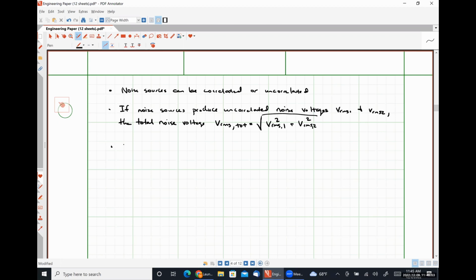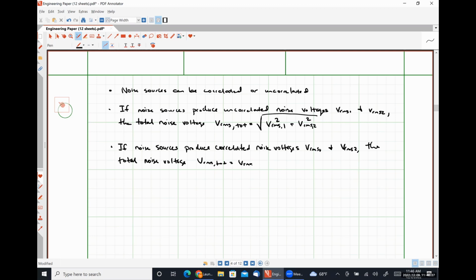If instead our noise sources produce correlated noise voltages, VRMS1 and VRMS2, the total noise voltage will be given by VRMS total is equal to VRMS1 plus VRMS2.